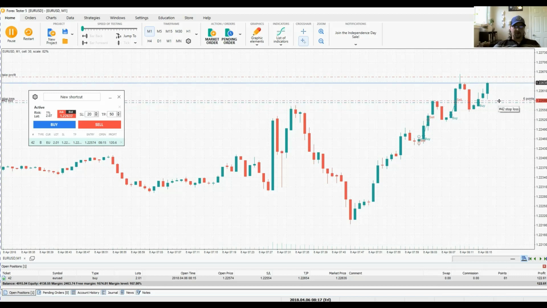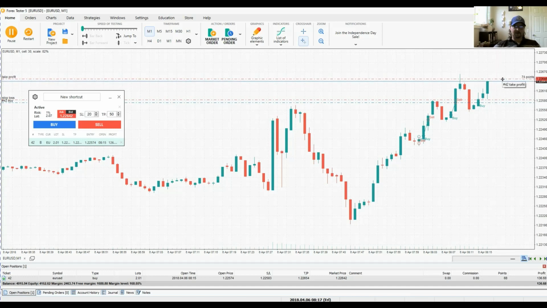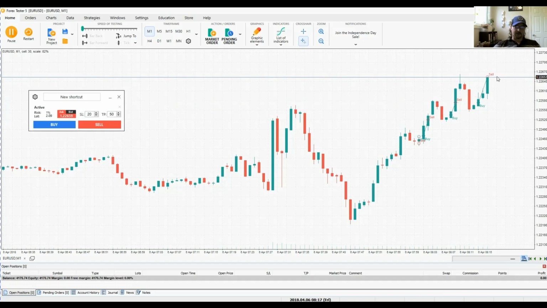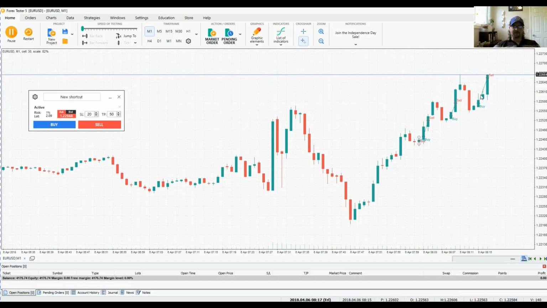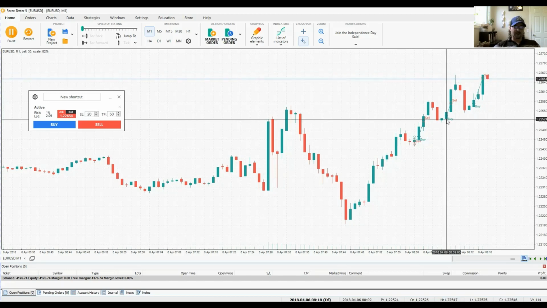So here, really strong move. I'd probably move my stop loss to even. We're well above my 2 to 1 reward to risk. So we'll see here. Oh, it hit my 8, didn't have a chance to move it. So really strong 4 to 1 trade.